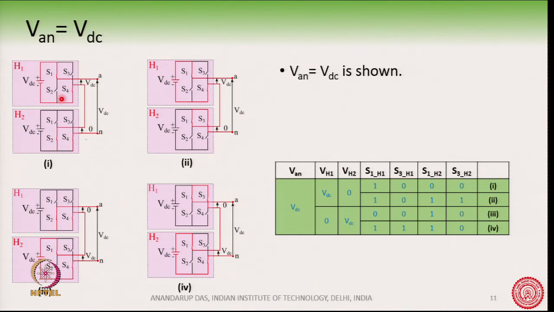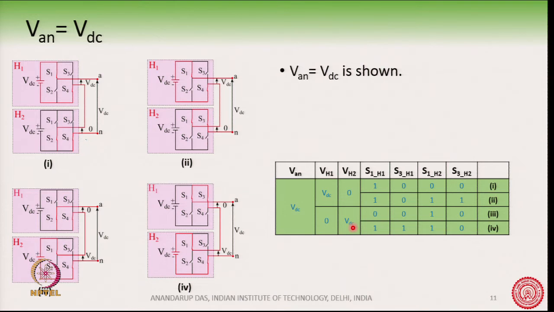So, there are two switching states or switching combinations possible in order to get 0 voltage, or we can say that in order to get this combination VDC and 0, there are two switching multiplicities possible. The word multiplicity is used here, okay, that there are two switching multiplicities possible in order to get this VDC and 0.